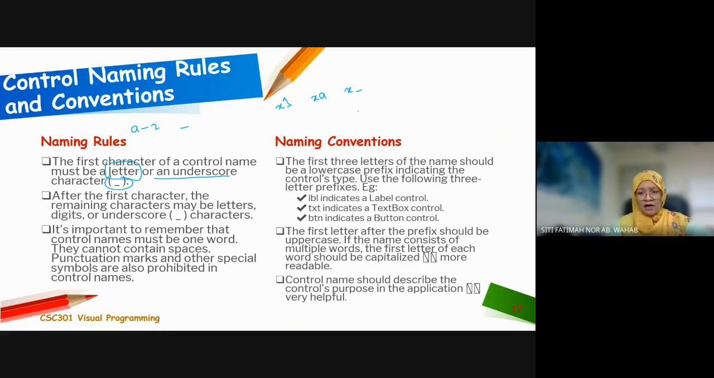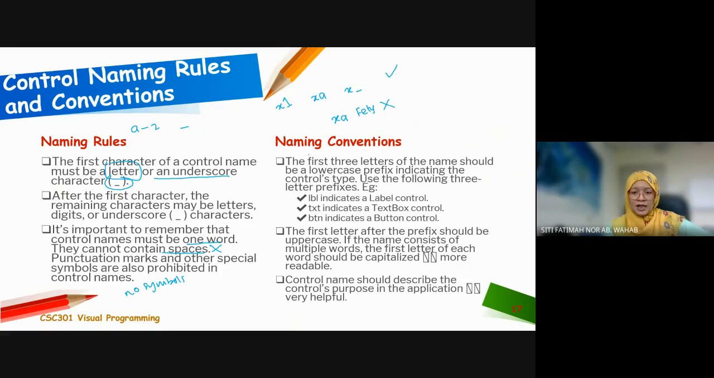So this one is correct, but you cannot have X AFETY with a space. This is incorrect, okay? Because it must be one word. They cannot contain spaces. Punctuation marks and other special symbols are also prohibited in the control name. There are no symbols other than underscore.